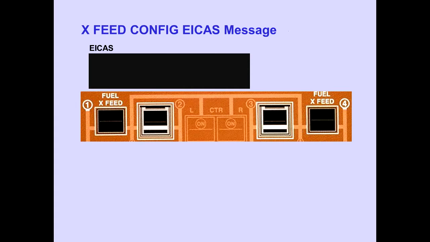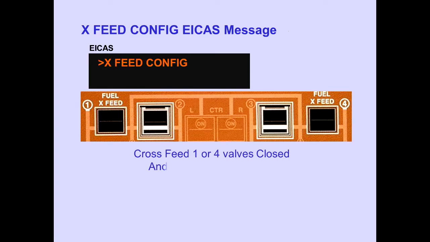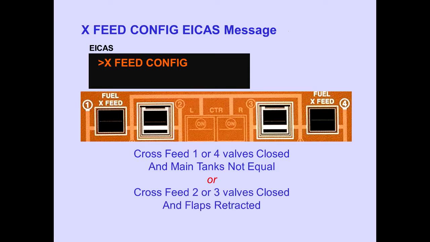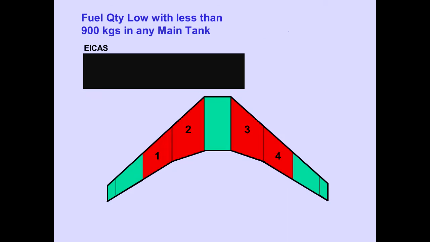The ICASS advisory message, crossfeed configuration, is displayed if crossfeed 1 or 4 valves are closed and the main tanks are not equal, or if crossfeed valves 2 or 3 are closed and the flaps are retracted. The ICASS caution message, fuel quantity low, is displayed when there is less than 900 kilograms of fuel in any main tank.